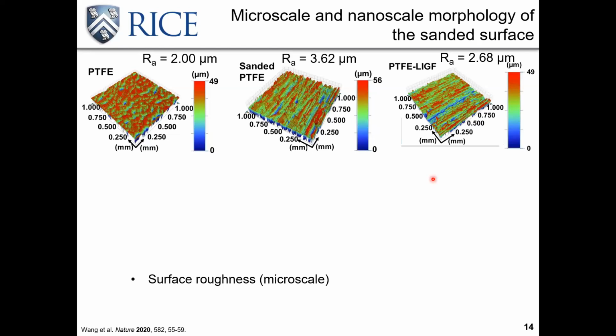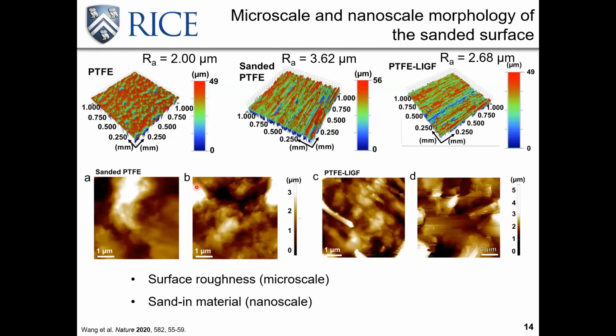To figure out the morphology change after we did the sanding, the profilometer is used to check the surface roughness. As you can see on the micro scale, the sanding treatment can modify the microscale roughness. Then atomic force microscopy is used to check the roughness on the nanoscale, and the sanding material can contribute to the nanoscale roughness.